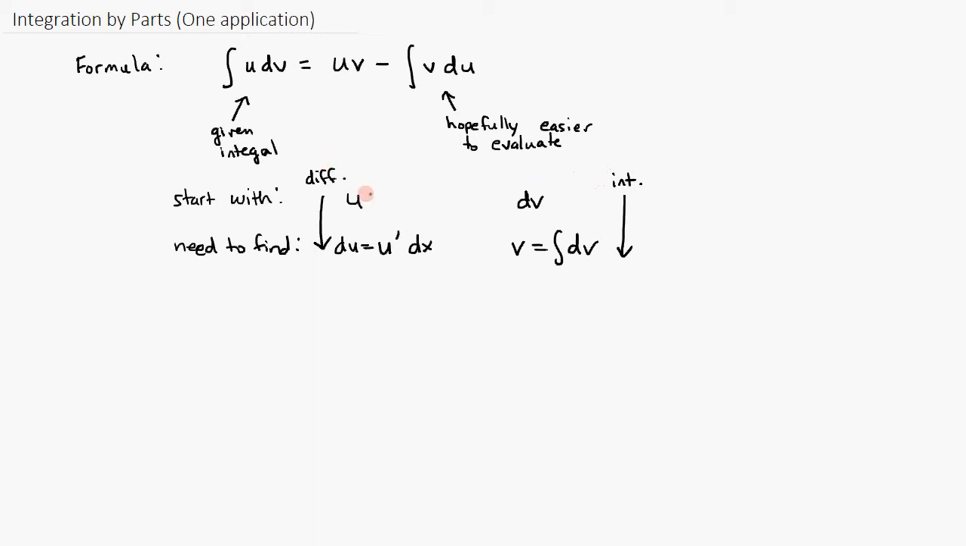And typically, you have to make a choice on what to set as u and what to set as dv. The idea is to choose dv so that it's easy to integrate, and u so that it's easier to differentiate.